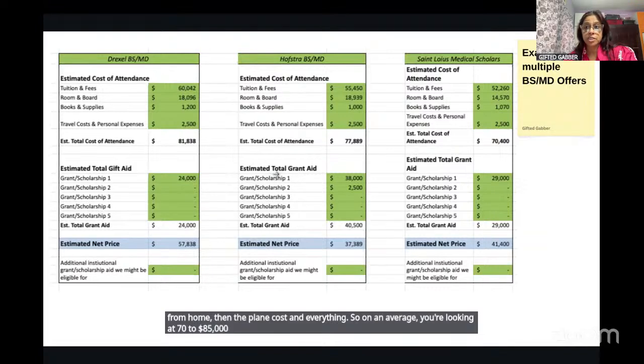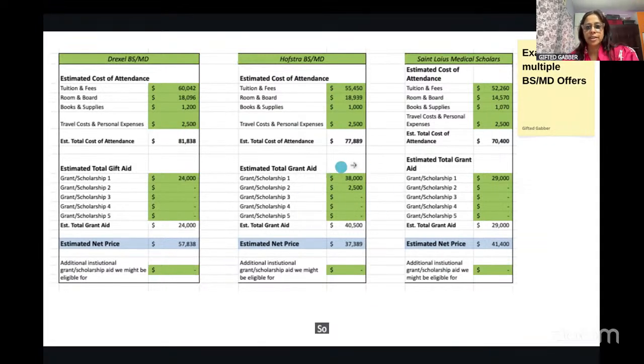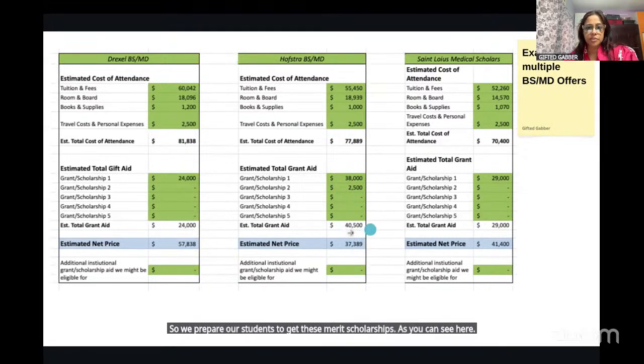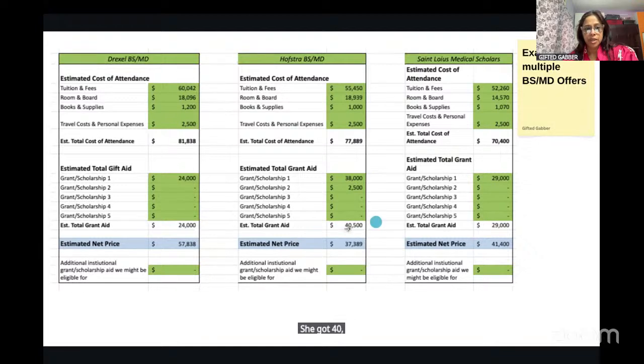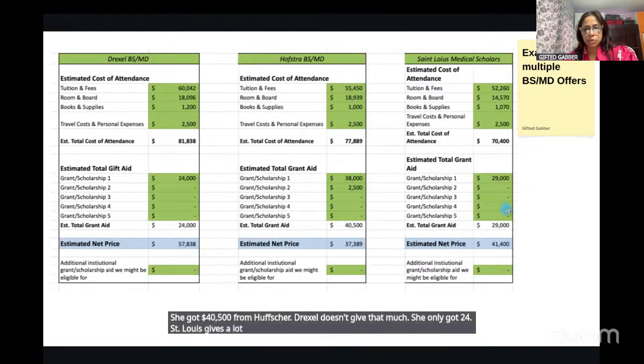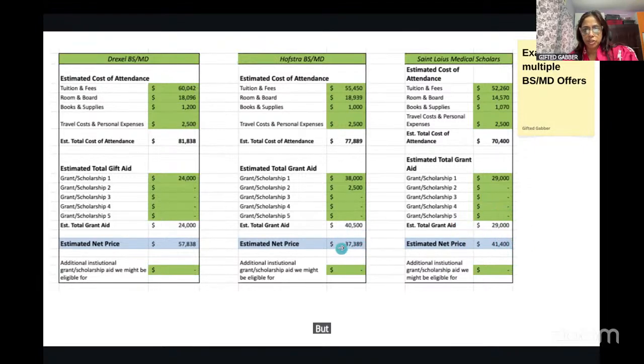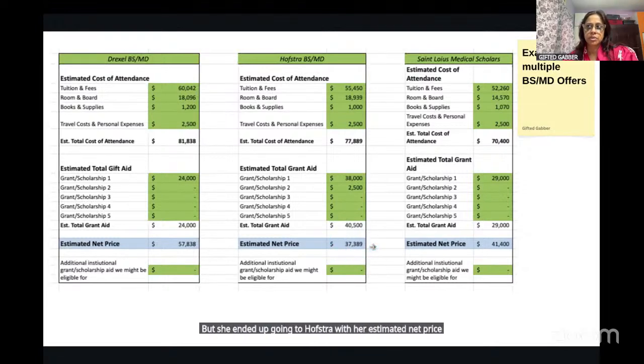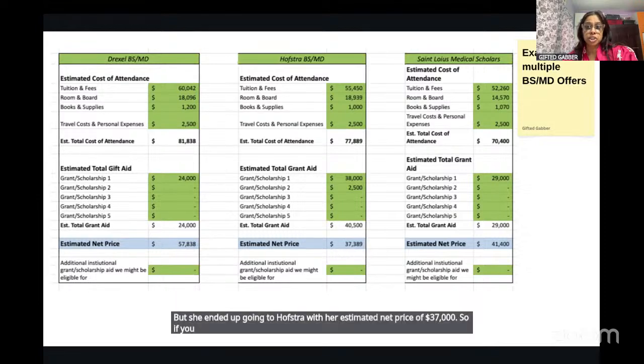That's super expensive if you have to pay for 8 to 10 years, because medicine is a very long drawn-out field. So we prepare our students to get these merit scholarships. As you can see here, she got 40,500 from Hofstra. Drexel doesn't give that much; she only got 24. St. Louis gives a lot of scholarship, nearly 29, but she ended up going to Hofstra with her estimated net price of 37,000. So if you come to us, we will budget it out.